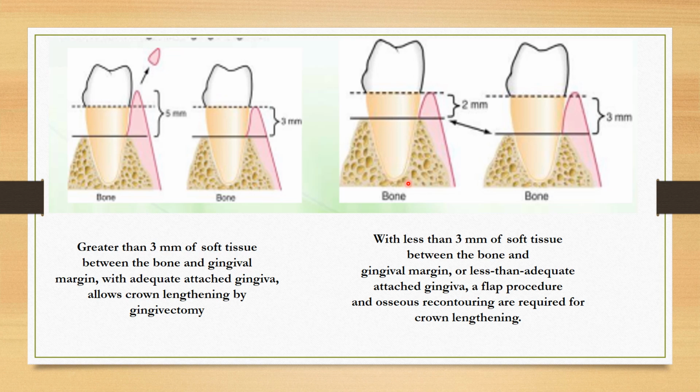You can see that if there is less than 3 mm of soft tissue between the bone and gingival margin, that is, less than adequate attached gingiva, we have to go for bone recontouring for maintaining the biological width and for exposing the tooth structure. For this case, a flap procedure and osseous recontouring are required for crown lengthening.